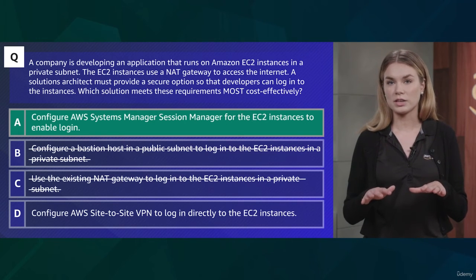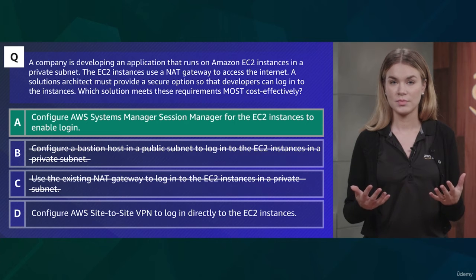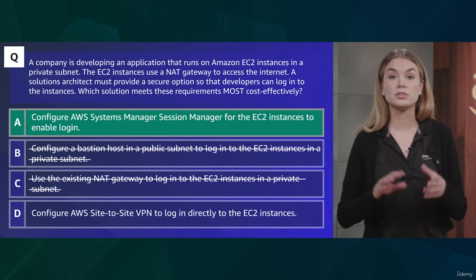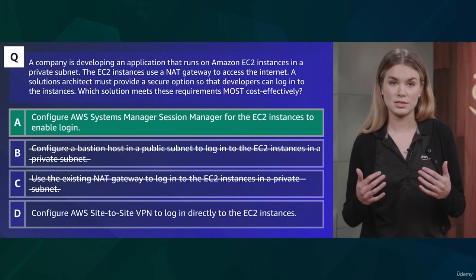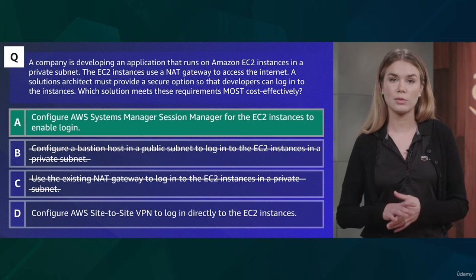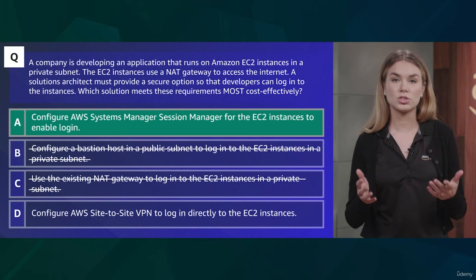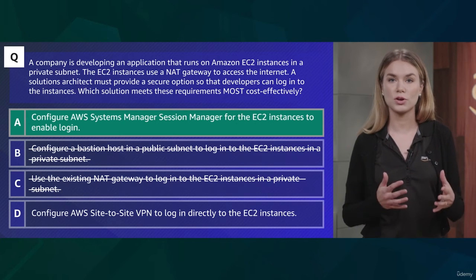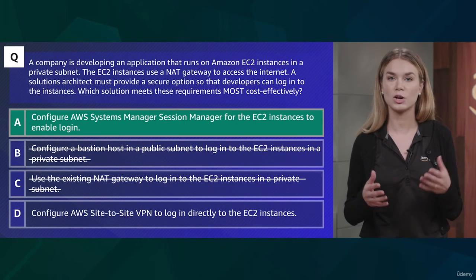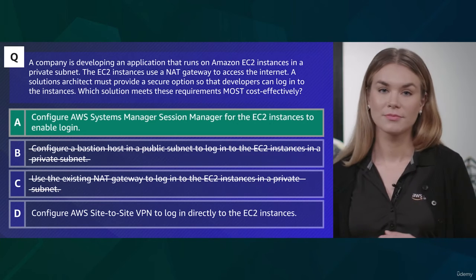Next is C, use the existing NAT gateway to log into the EC2 instances in a private subnet. This one is incorrect for a more technical reason. NAT gateways only allow egress network traffic, not ingress. This means that you cannot establish an inbound connection to the instance in this manner. So, having knowledge of how NAT gateways work and their functionality is important and helps you rule out this answer.